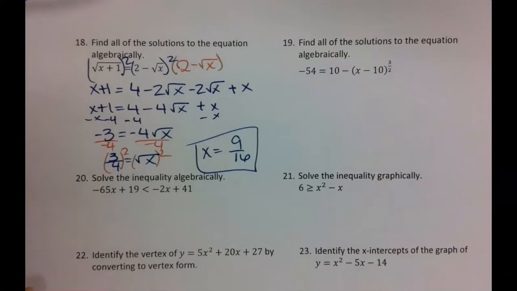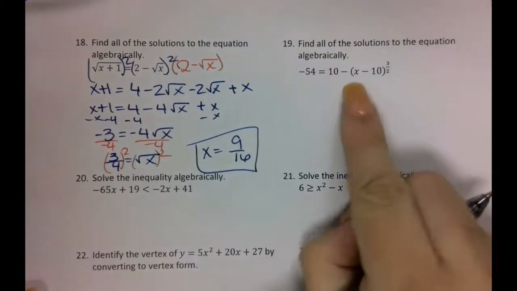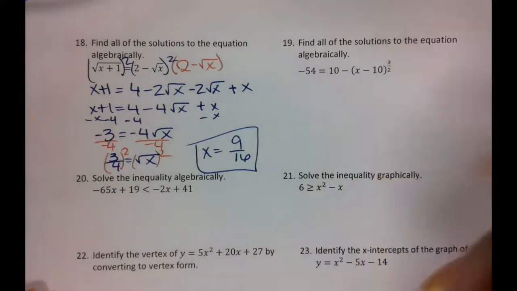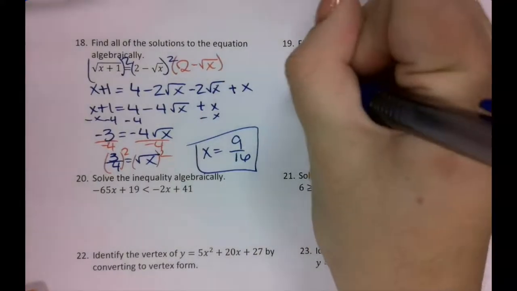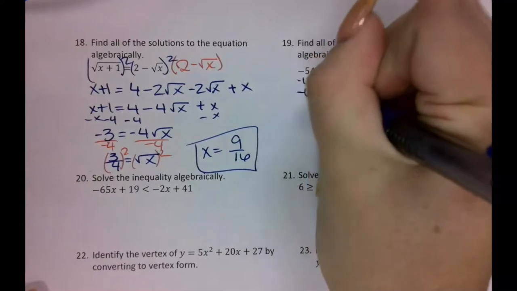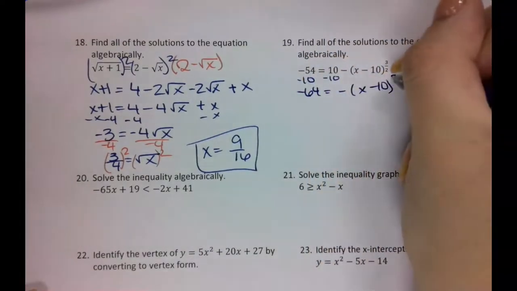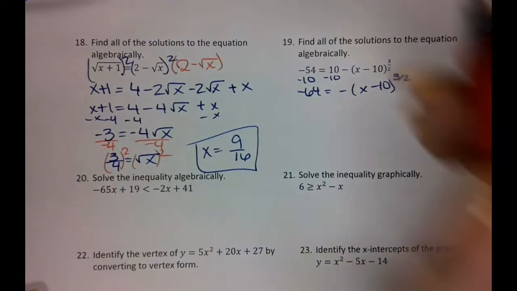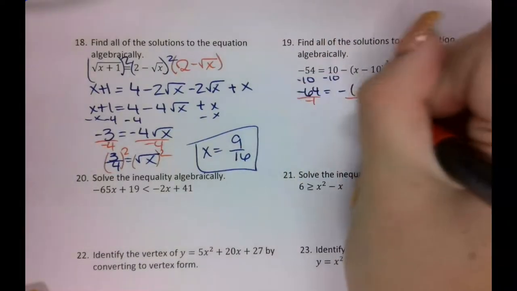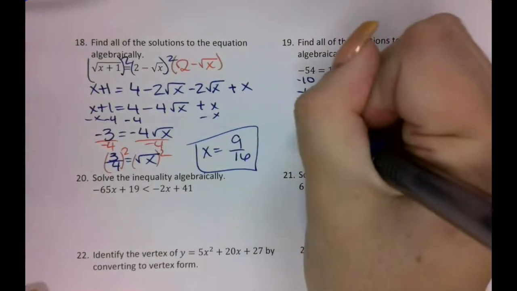Number 19 wants me to find all of the solutions to the equation algebraically. So what I want to do is I first want to isolate the part with the exponent. I'm going to start off by subtracting 10 on both sides. This gets me negative 64. Then I want to go ahead and divide both sides by negative 1, which gets me 64.